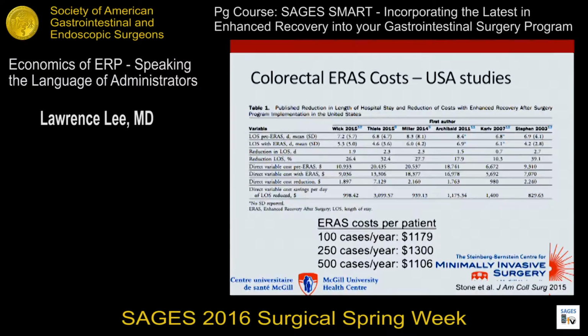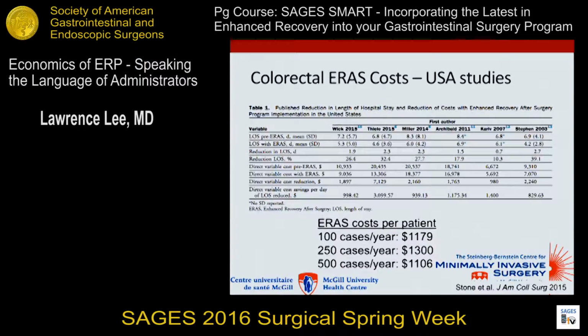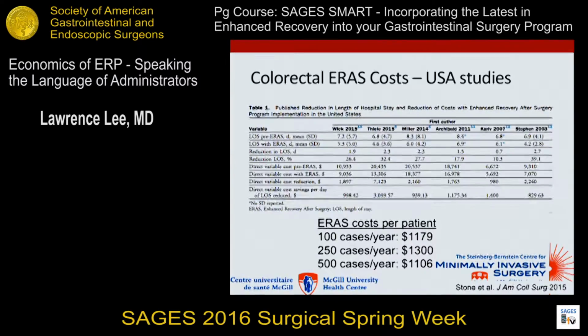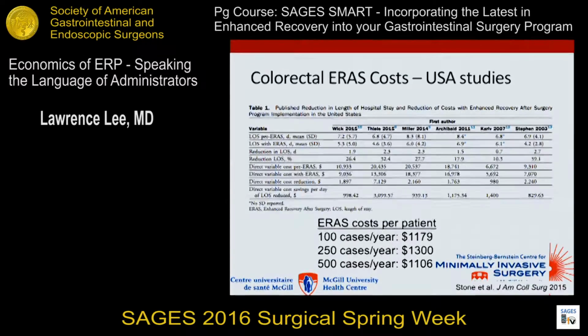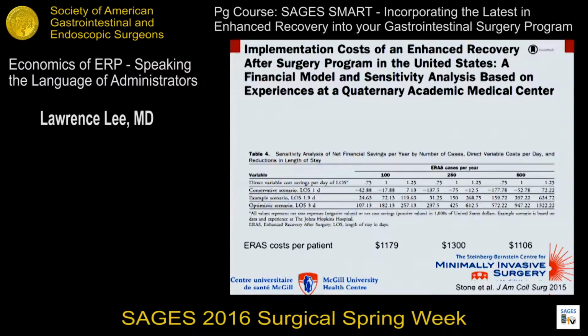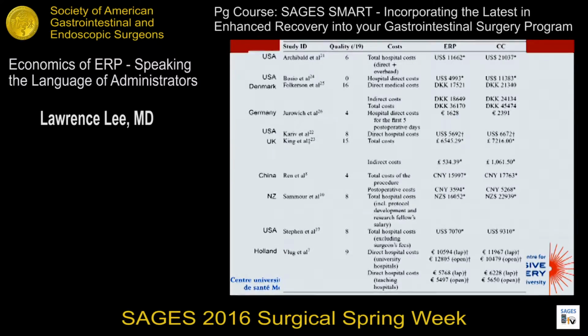And when you look at the American studies looking at the economic benefits of enhanced recovery, they say that overall, on average, you can expect between $1,000 and $7,000 of per patient mean savings. So again, based on the number of cases that you plan to do, and if you can extrapolate the Johns Hopkins experience to you, overall, you still most likely will see a cost benefit to implementing enhanced recovery at those costs.